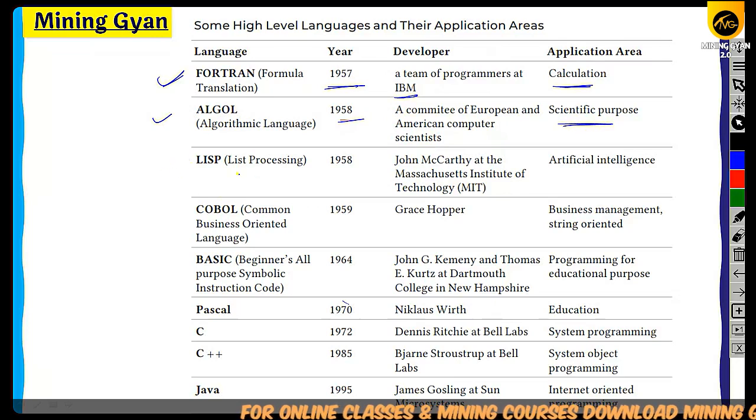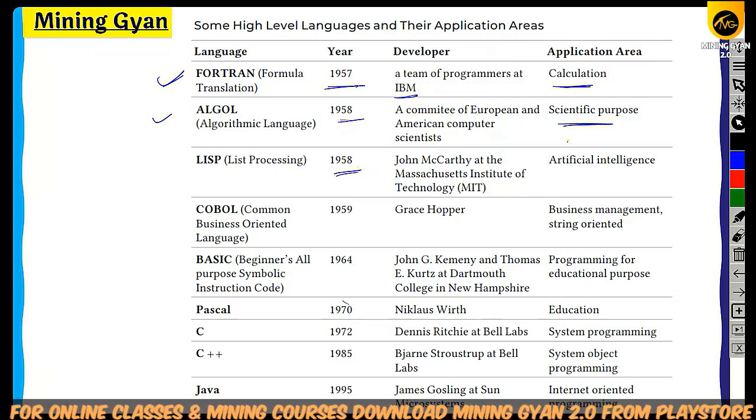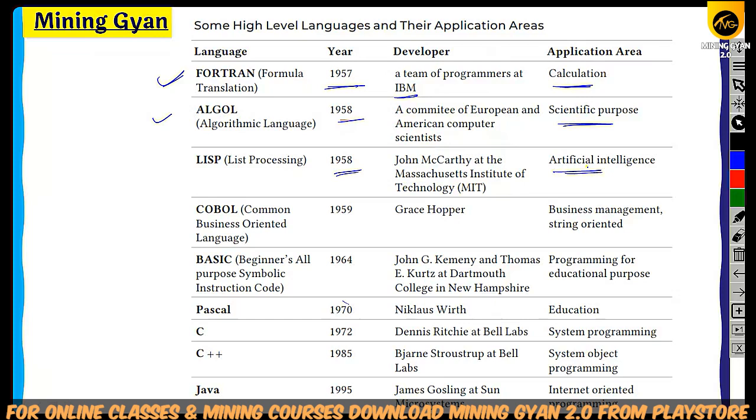Now the next one is Lisp, which is list processing, introduced in 1958. This is an application area for artificial intelligence. Basically this is for artificial intelligence. AI के लिए जो है इसको डिजाइन किया गया था.